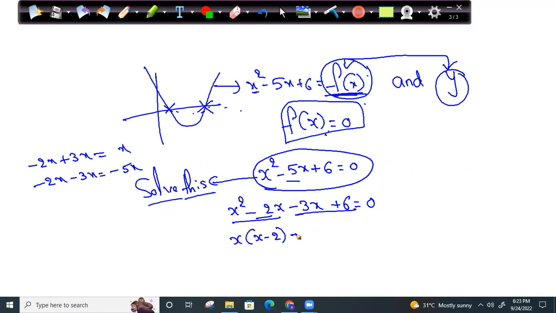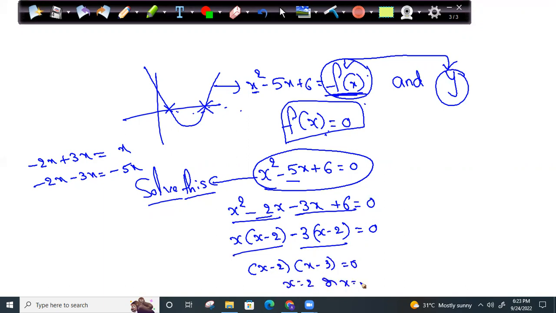You take 3 common. Minus 3 common. X minus 2. Very good. X equals 3 or 2. Very good. So take x minus 2 common. So x is equal to 2 or 3.